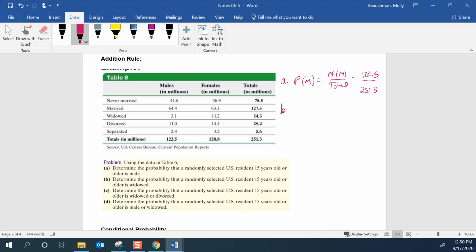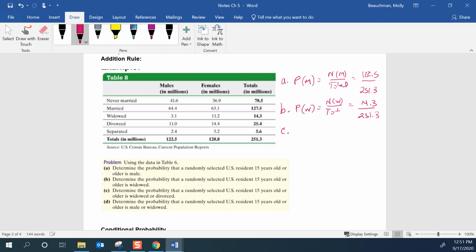Part B says determine the probability that a randomly selected U.S. resident 15 years old or older is widowed. So now we're looking at the probability of widowed. That's going to be the number widowed divided by the total. Widowed is a row variable, so if we add the row across, we get a total of 14.3 divided by the total 251.3.